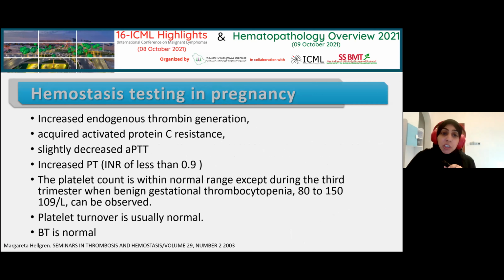Now the laboratory changes during normal pregnancy: there will be an increase in endogenous thrombin generation. Acquired activated protein C resistance normally increases in normal pregnancy, with slightly decreased activated partial thromboplastin time, and increased prothrombin time with INR less than 0.9. The platelet count is usually within normal, except if there is gestational thrombocytopenia, as we're going to see in a while. The platelet turnover is usually normal, and the bleeding time is normal. So these are the laboratory changes during normal pregnancy.